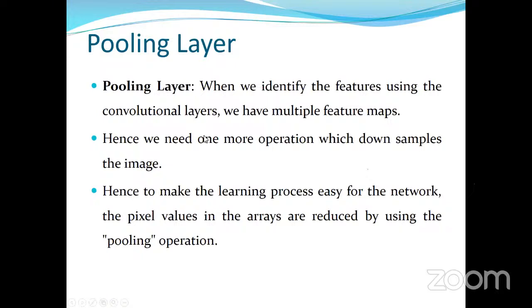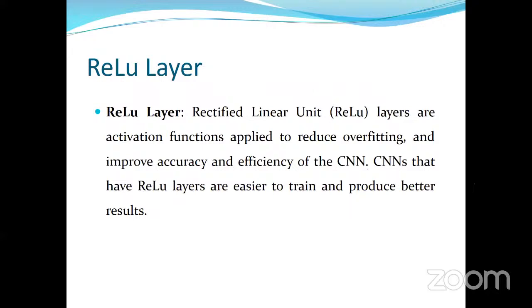Now the pooling layer. We identify the features using a convolution layer, and we have multiple feature maps. So we have to downsample the image. We want the pooling operation, where we can do maximum pooling or minimum pooling. And we can apply a rectified linear unit to reduce overfitting and improve the accuracy and efficiency of the CNN. One of the greater challenges we have is overfitting, which reduces accuracy. So we are using the ReLU layer.